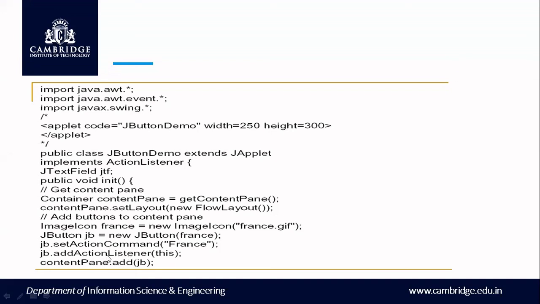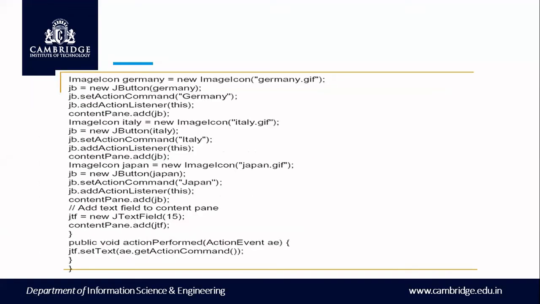That is, the button press event is happening and the action listener is being called. And I have added that particular button to my content pane. Next, I have also created an image icon called Germany. Same thing, and I have created another button called Germany button. Whenever this Germany button is pressed, there is an action listener that is called. I've added the button into the content pane.